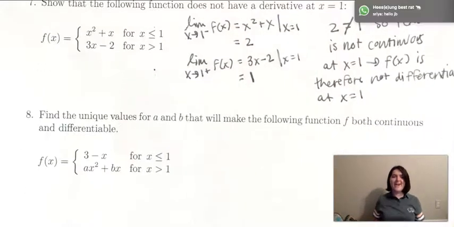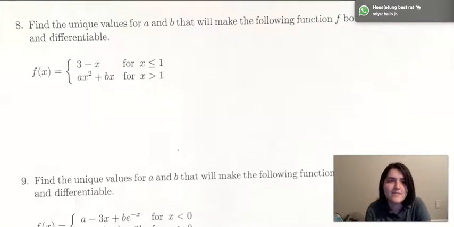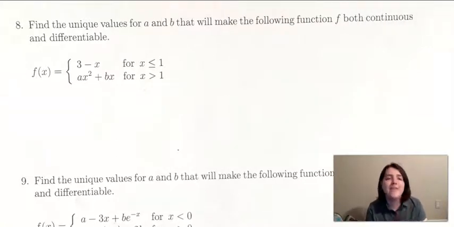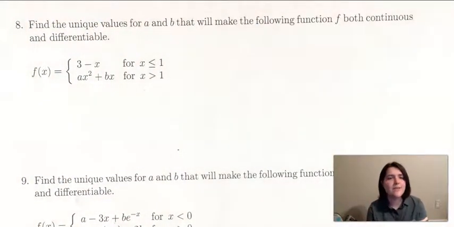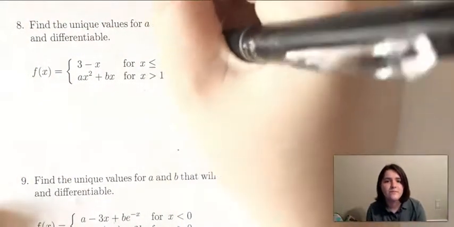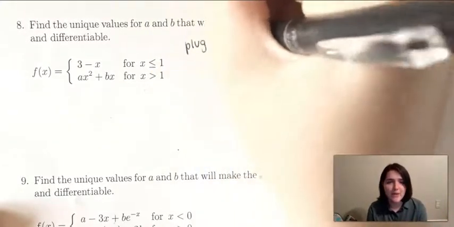Cool. Number 8. Find the unique values for a and b that will make the following function both continuous and differentiable. So we know how to make it continuous.